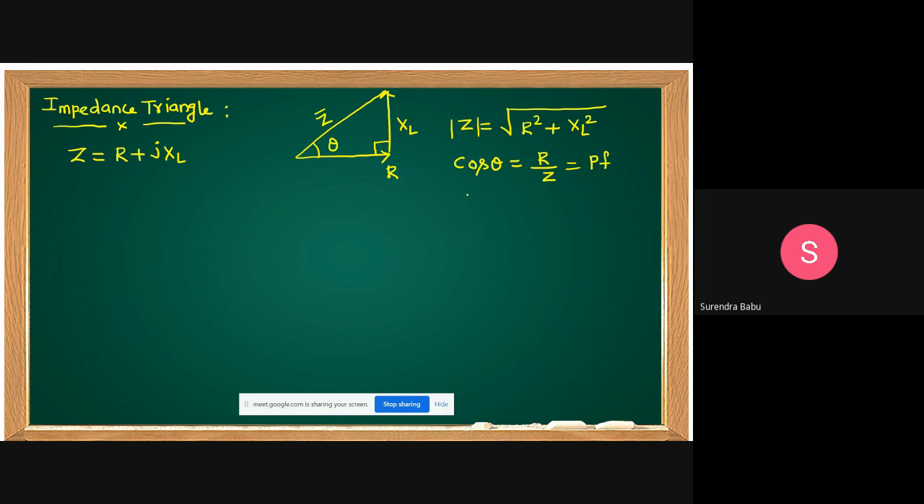What is tan theta here? Can anybody? Tan theta equal to XL by R. This is for the RL circuit. For the RL circuit, theta equal to tan inverse XL by R. Very important formula. Okay, this is the impedance triangle.